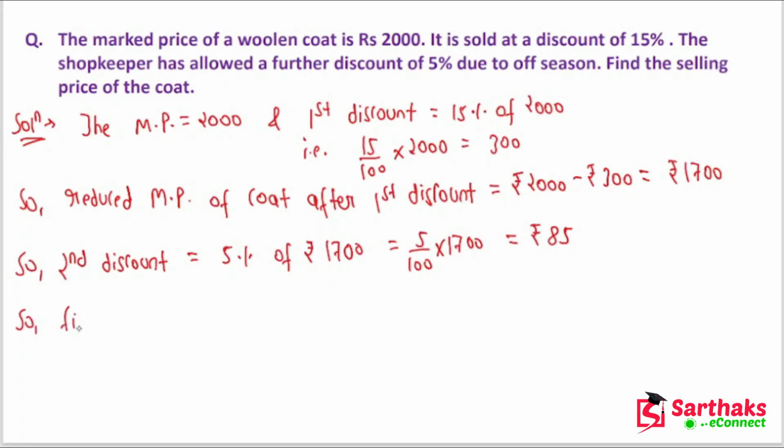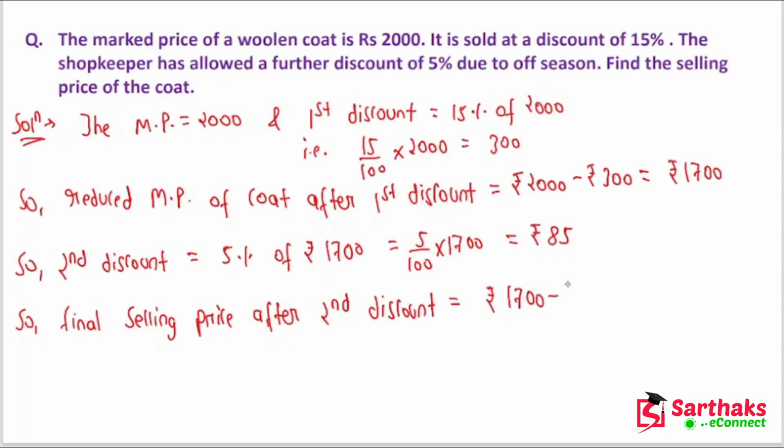so the final selling price after the second discount is equal to rupees 1700 minus 85, which is rupees 1615. So you can clearly see how these kinds of discounts actually work, right?